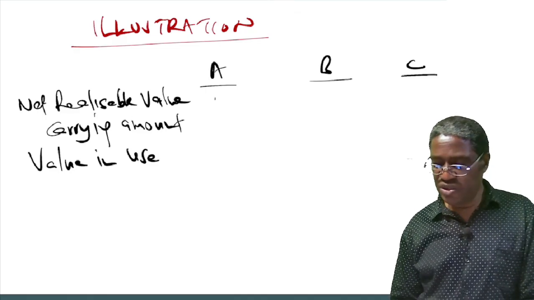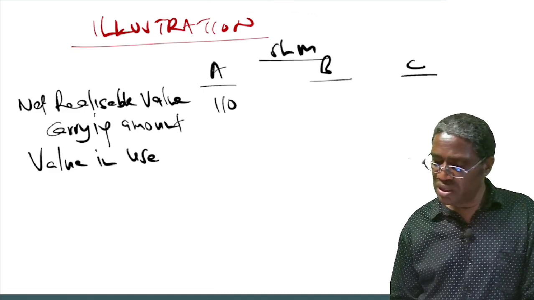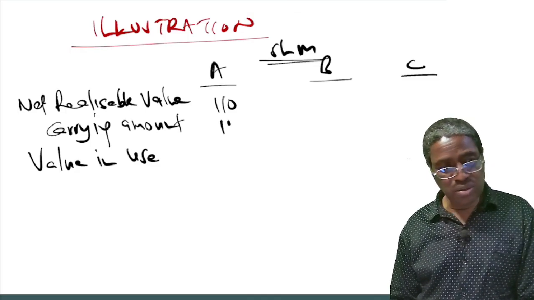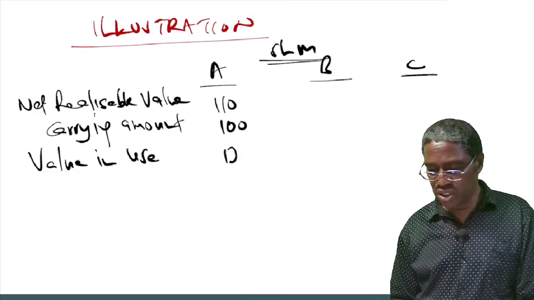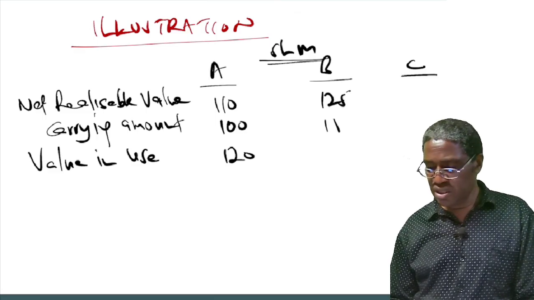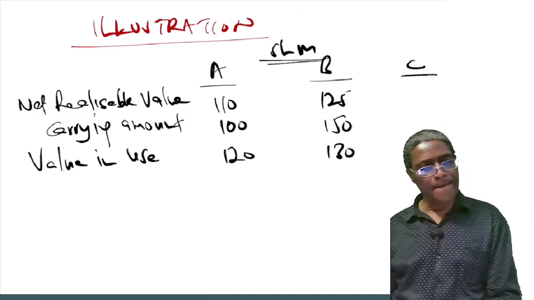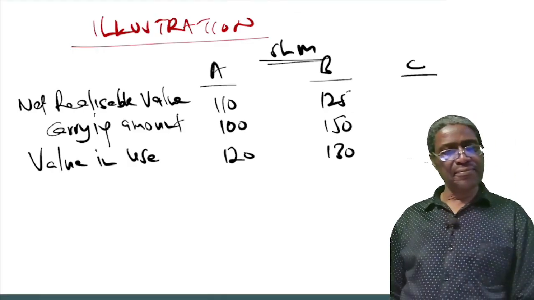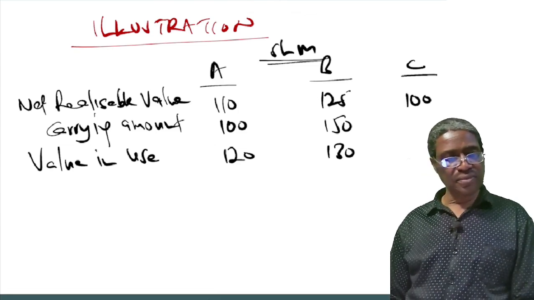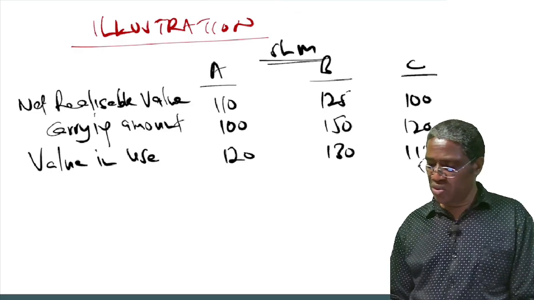For asset A, give it 110. These figures are in shillings millions. 110, this is 100, and this is 120. For asset B, make it 125, 150, and 130. For C, make it 100, 120, and 110.